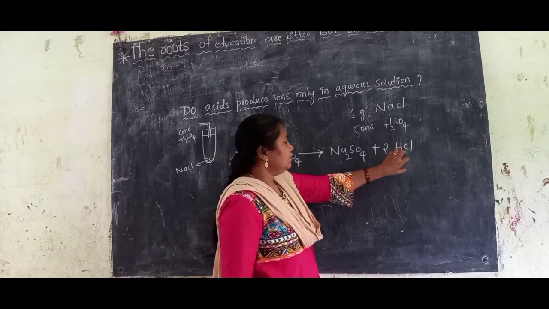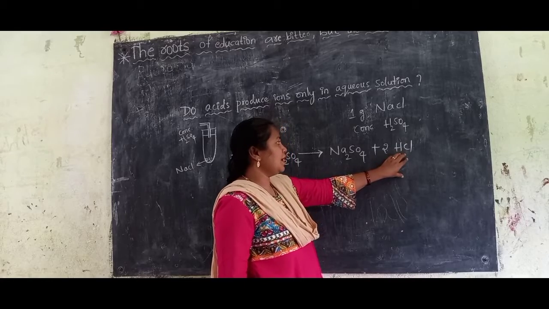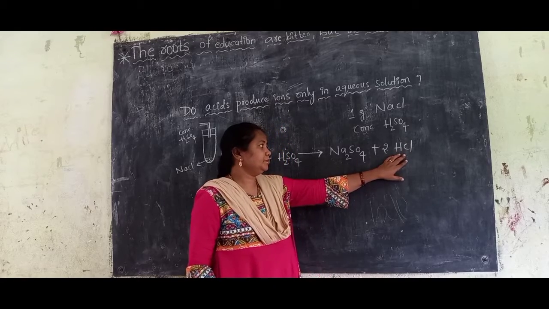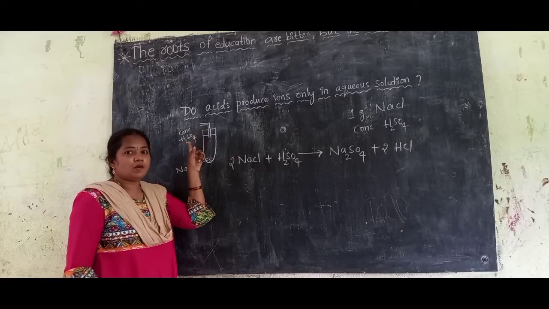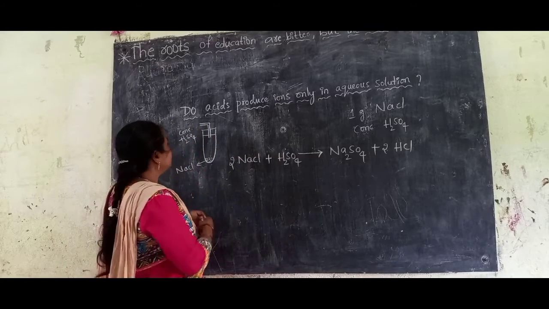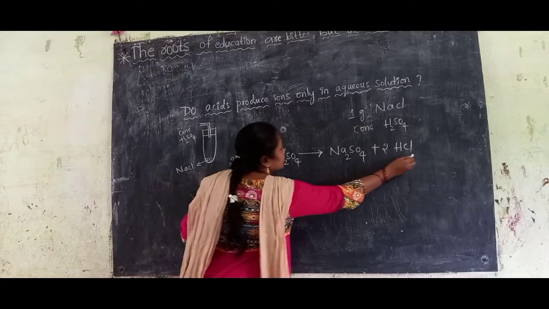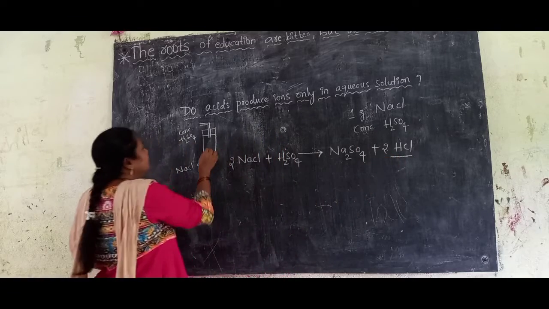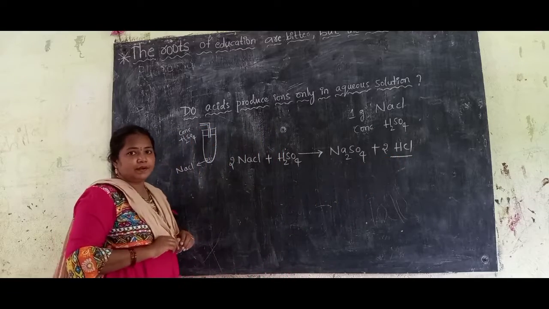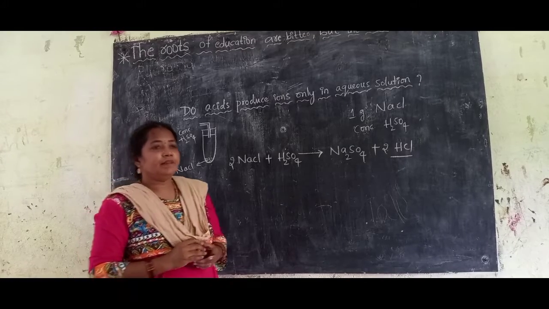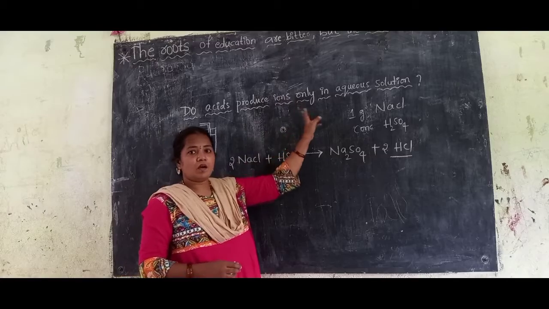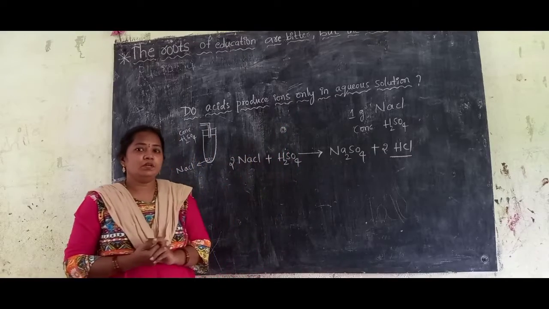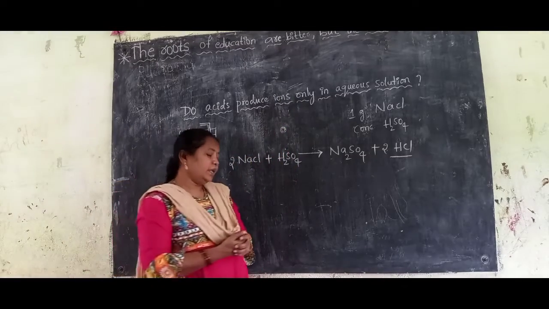And we can test whether any gas is produced through this delivery tube or not. We can observe that this HCl gas which is produced in the test tube will be coming out through this delivery tube. Whether this HCl produces ions or not, for that we have to test with the help of litmus papers.